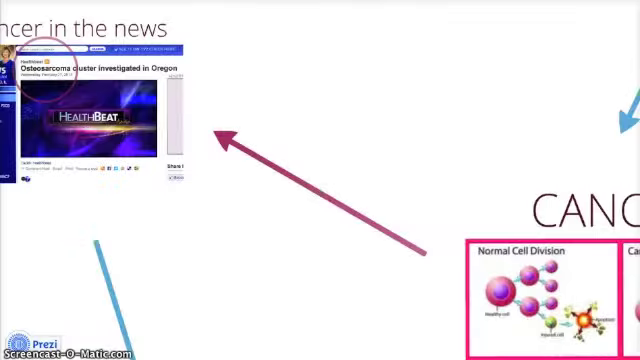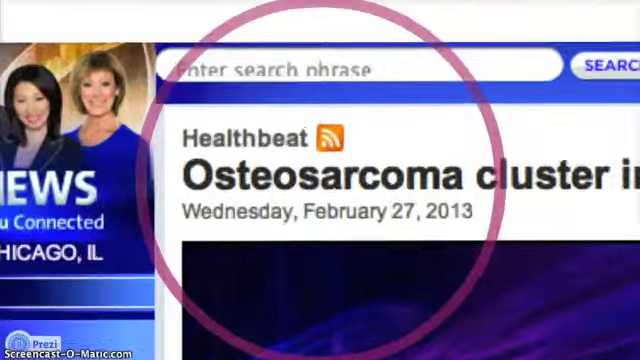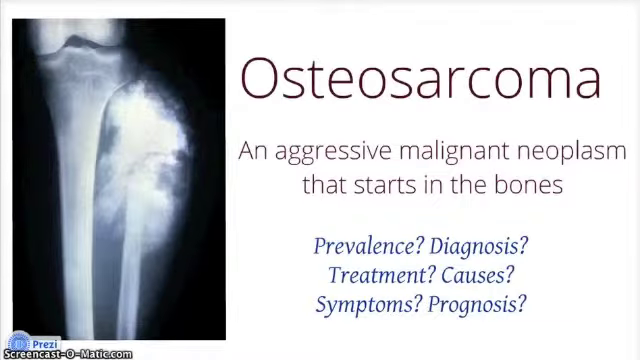Kennedy decides to look for recent news stories related to cancer. He comes across one story that discusses the investigation of a cluster of a particular kind of cancer, osteosarcoma. He decides to conduct a more narrowed internet search. He finds that osteosarcoma is an aggressive malignant form of cancer that starts in the bones.